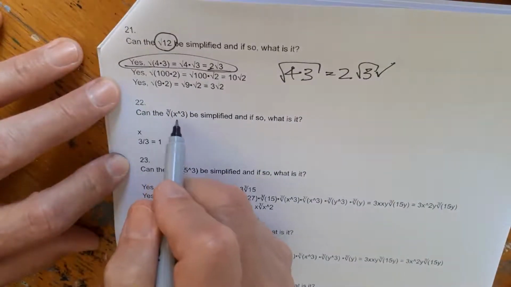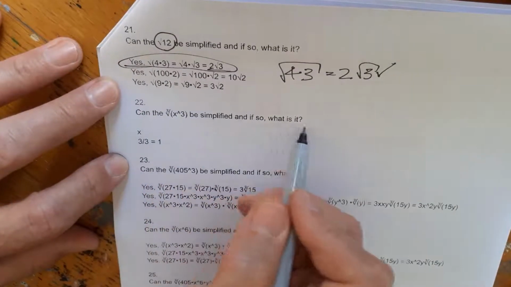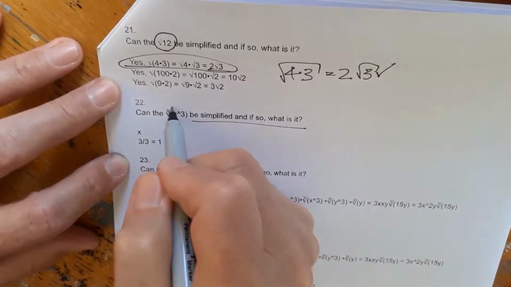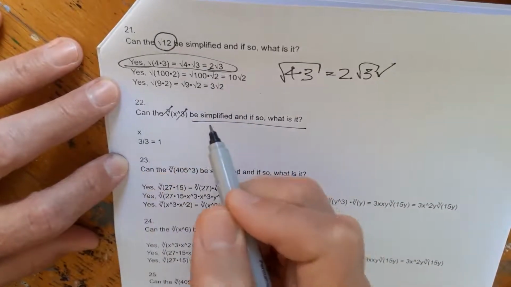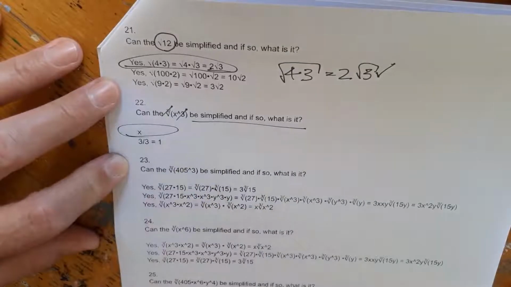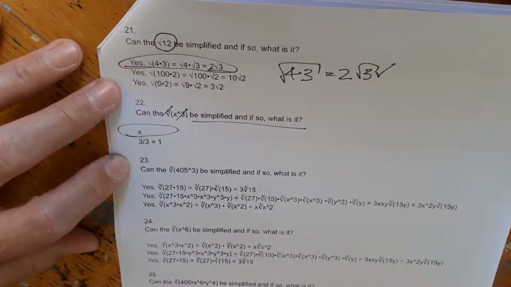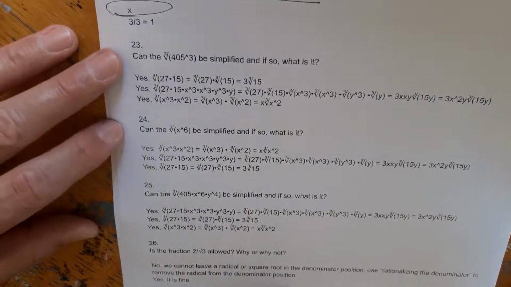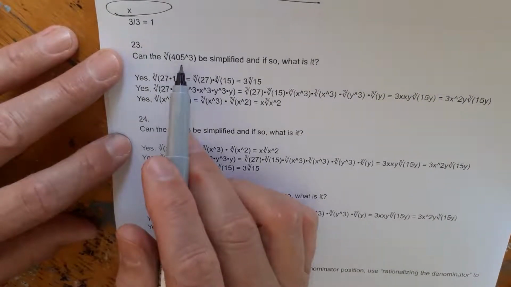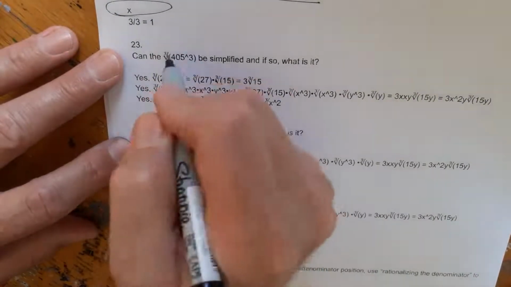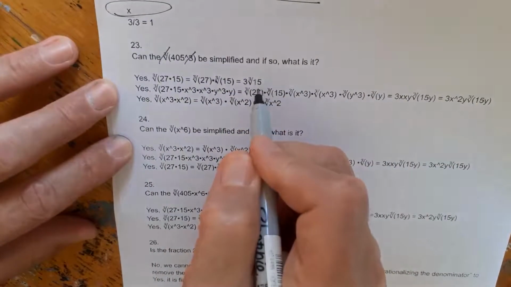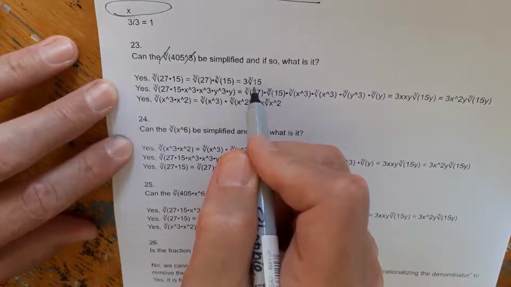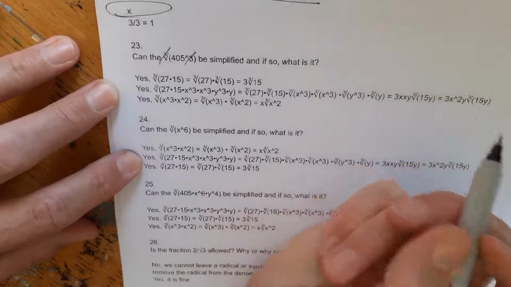Can the cube root of x cubed be simplified? If so, what? Yes. The cube root eliminates the cube, and you're back to just x. They counteract each other. One's going forward, the other's going in reverse. Can the cube root of 405 cubed be simplified? Yes, the cubes cancel each other, and we're left with just 405, I think, aren't we?